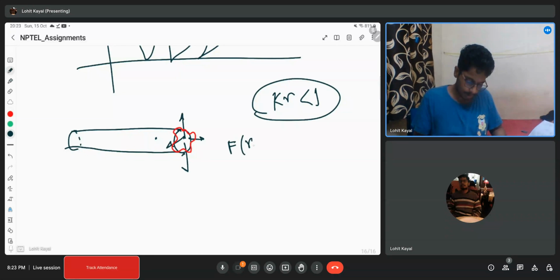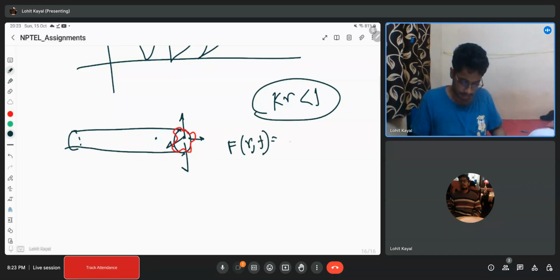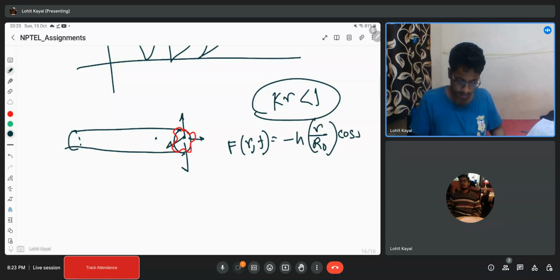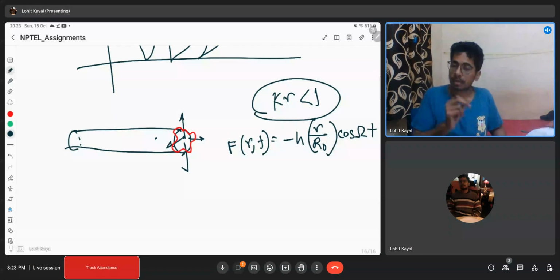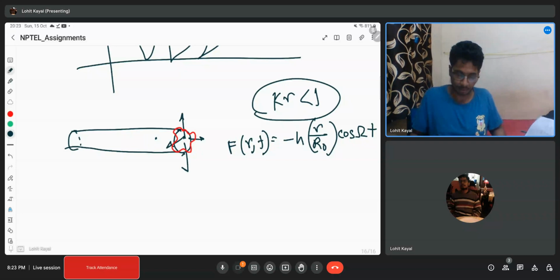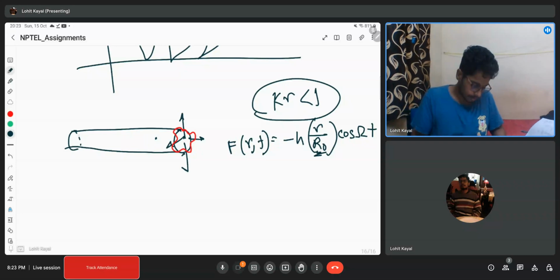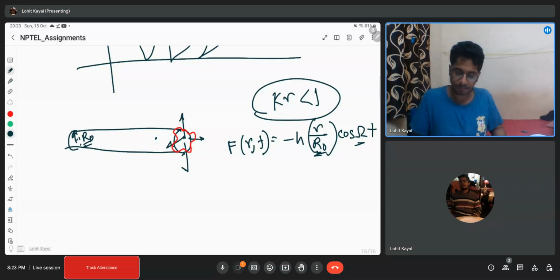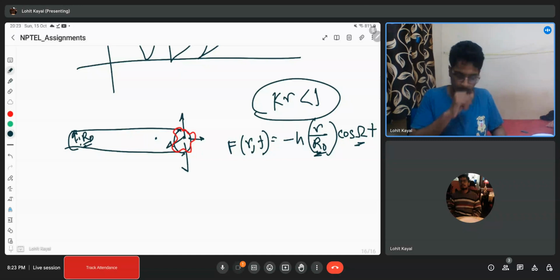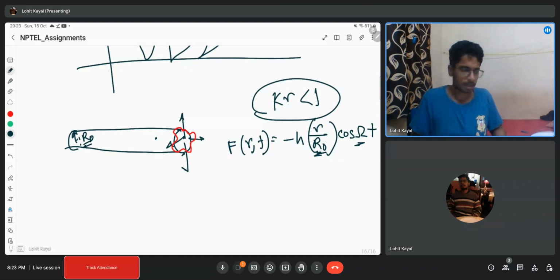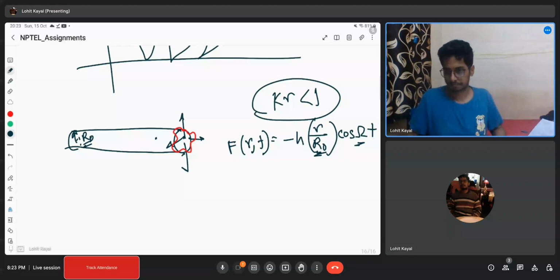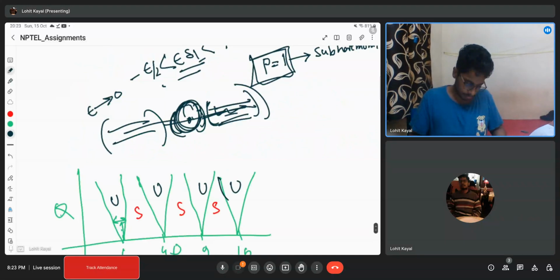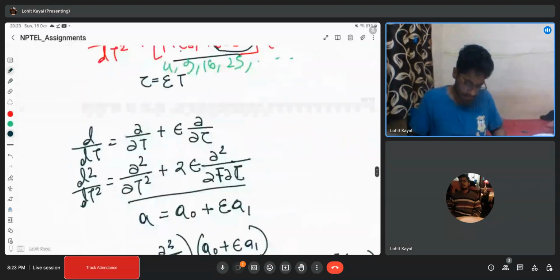The forcing is f(r,t) equal to minus h r by r naught cos omega t. This forcing is dependent on the instantaneous radius of the cylinder, of the jet. R naught is the jet radius at the base state, omega is the forcing frequency, and h is the forcing strength. Now you are told to calculate the base pressure at the base state. I have already told you the relation.